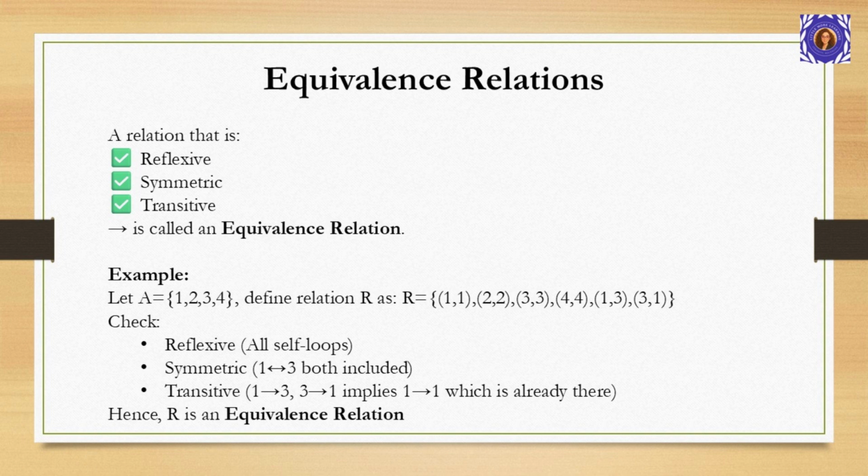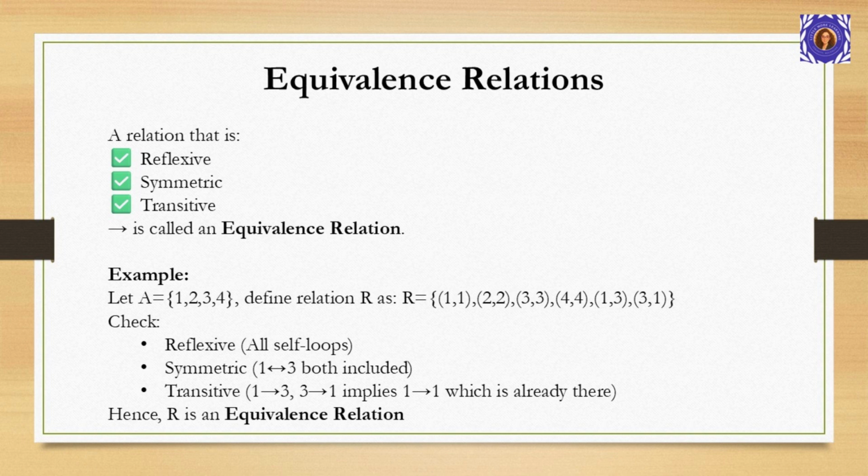Consider the set A with elements 1, 2, 3, and 4 and define relation R as shown. Let's verify this is an equivalence relation. Reflexive check: we have (1,1), (2,2), (3,3), and (4,4), so every element relates to itself. Symmetric check: we have both (1,3) and (3,1), and all of the other pairs are self-relations, which are automatically symmetric.